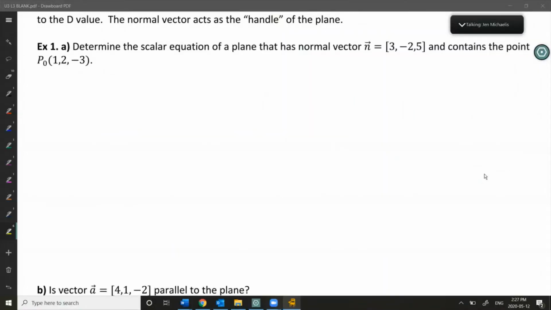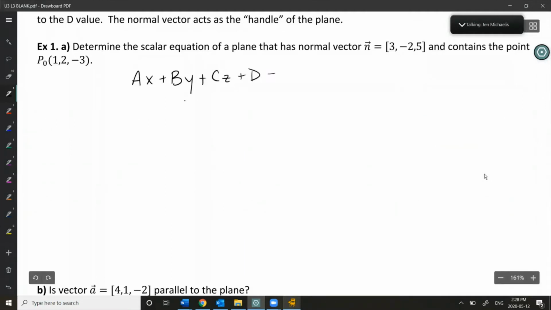Okay, so let's take a look at an example here. We're going to determine the scalar equation of the plane that contains the normal vector 3, negative 2, 5, and contains the point 1, 2, negative 3. So this is pretty straightforward. We simply want to plug in A, B, and C as the components of our normal vector, and then we'll plug in the point to solve for D.